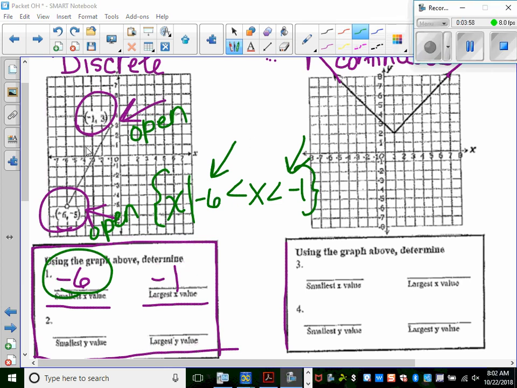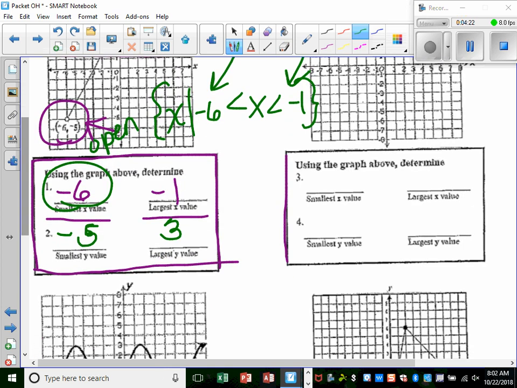Let's take a look at the y values, and since they're already listed here for us, we can clearly see which one is smaller. So that's going to give us -5. And the larger y value is 3. So now we put it in set builder notation. And of course, we're going to say y such that -5 is less than y, which is less than 3.